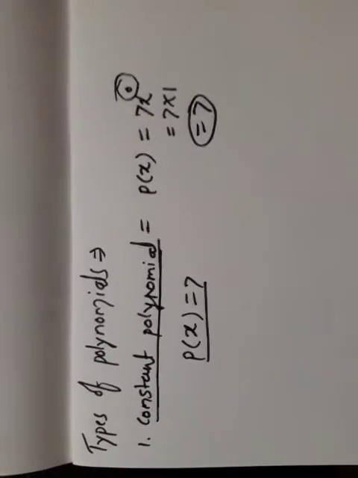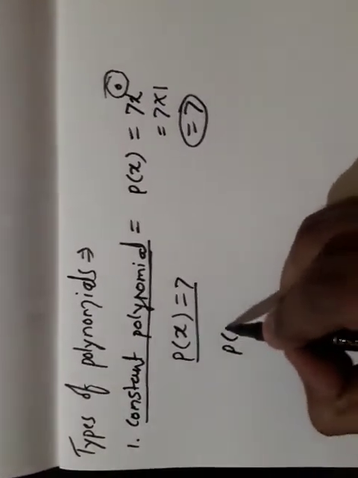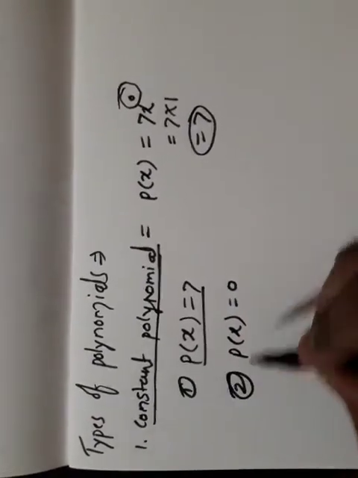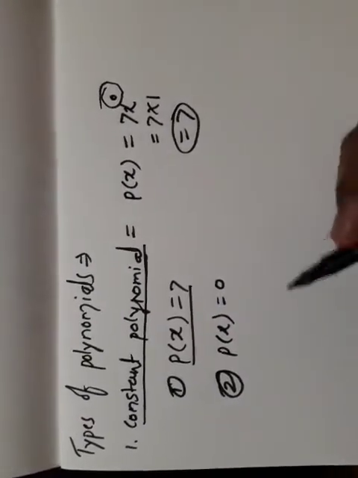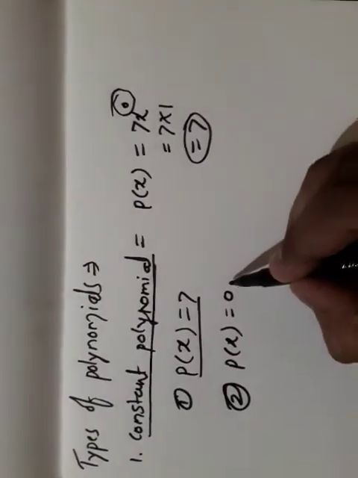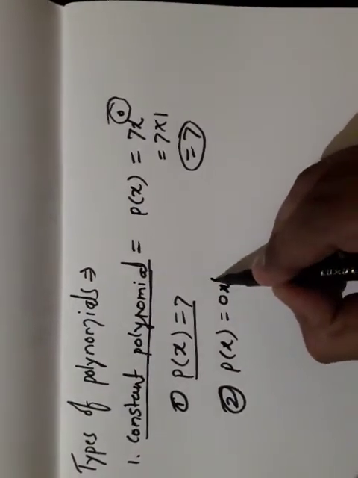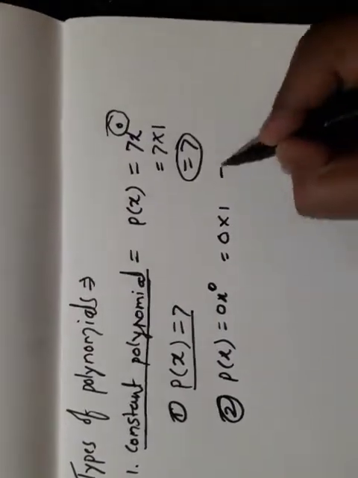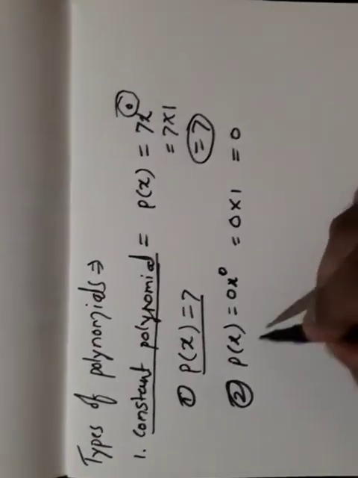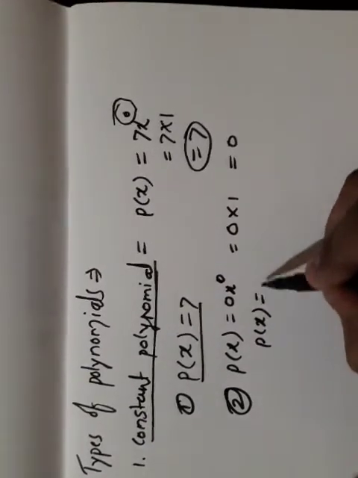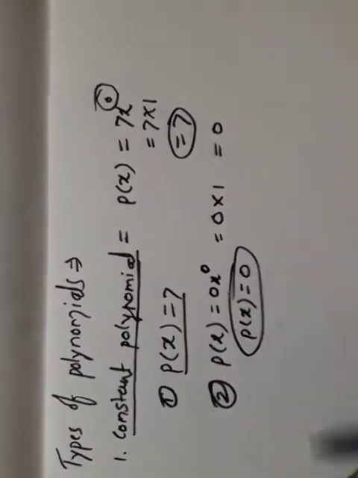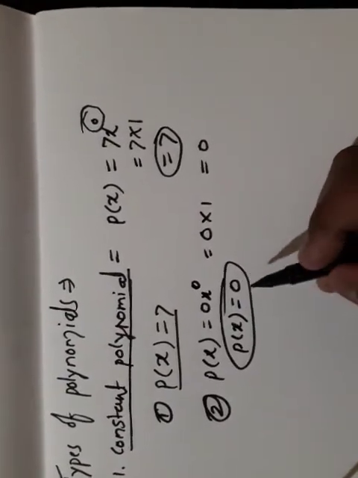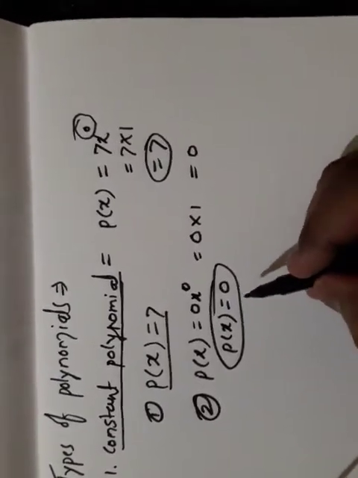Okay. Here we can write p(x) = 7. This is the first example. The second example is p(x) = 0. Here also I can write 0 into x^0, which means 0 into 1, which is 0. So p(x) = 0 is also known as a constant polynomial. Remember that.